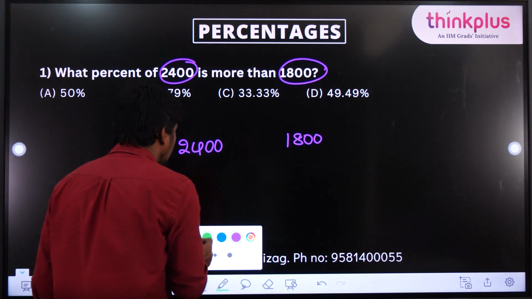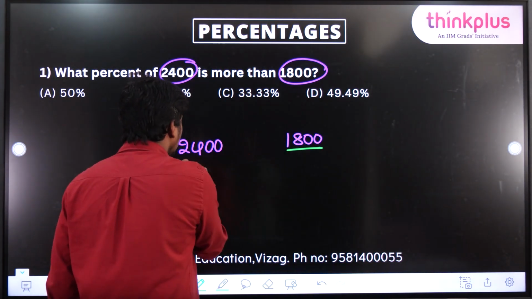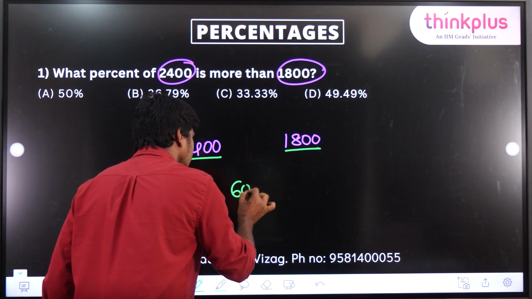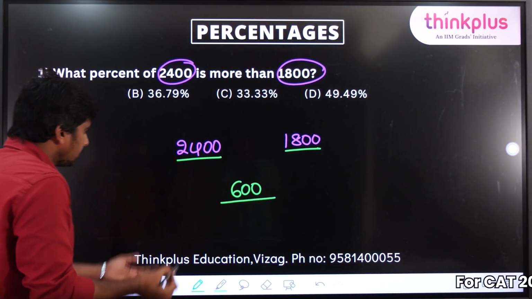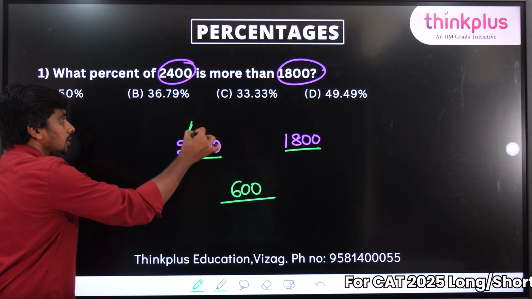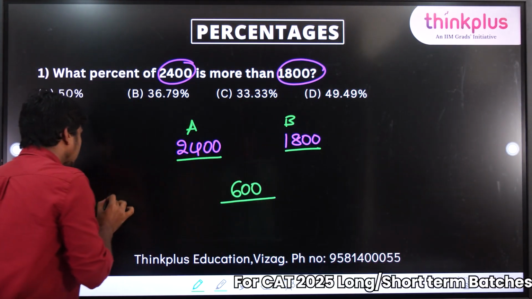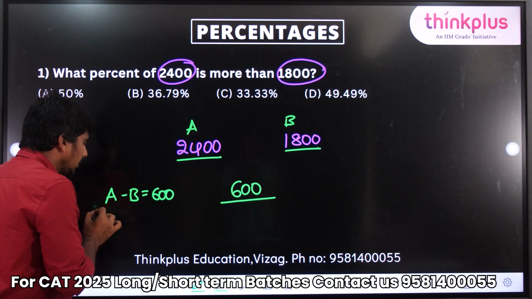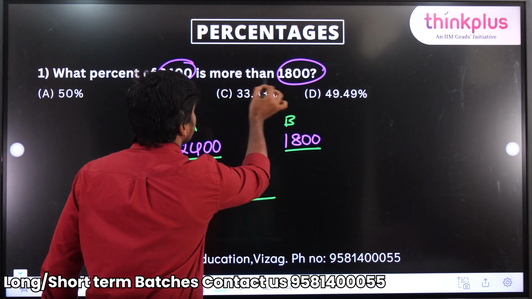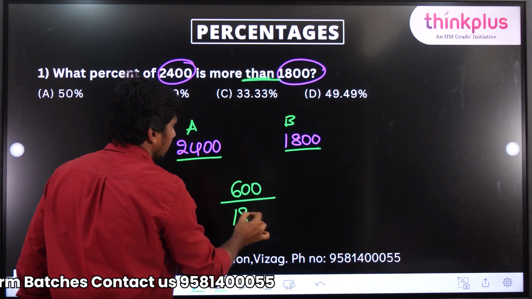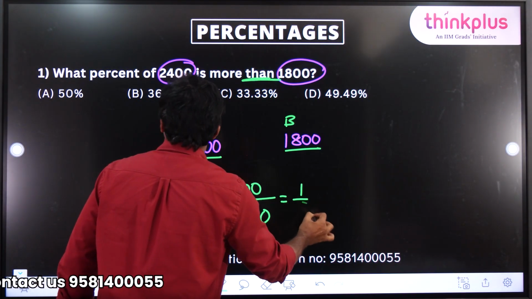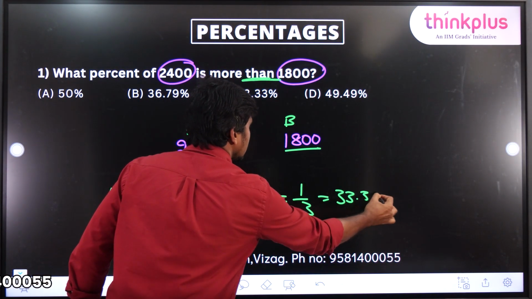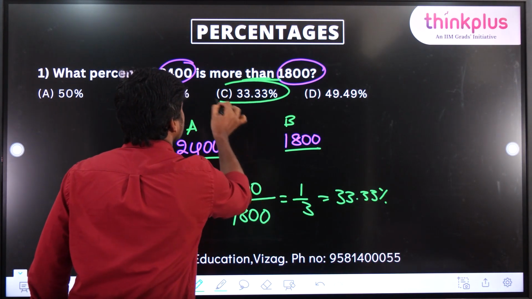2400 is how much more or less than 1800? Compared to this number, this is more. How much more? 600 more. In other words, if I use the formula, I write this value is A, this value is B, so I write A minus B. That A minus B is nothing but 600, divided by, after "than", who is there? 1800. I write 600 by 1800. That means 1 by 3. 1 by 3 means how much percentage? 33.33%. The answer is C.